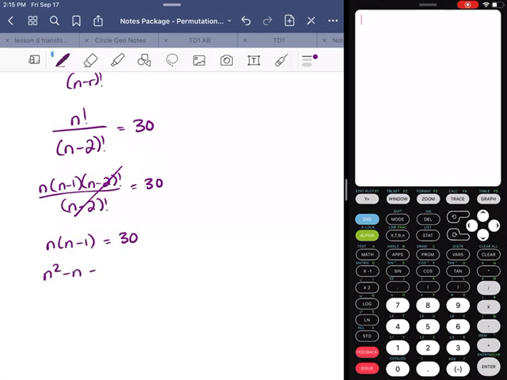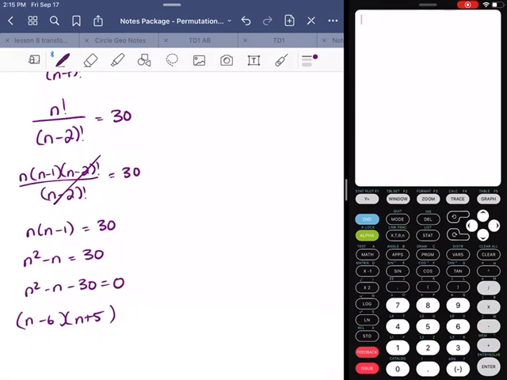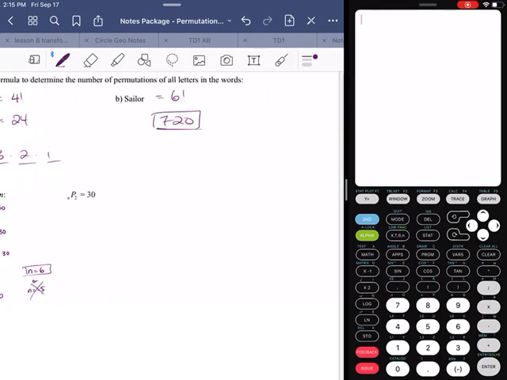And let's expand that. So n squared minus n is 30. And if you bring that all over to one side, you can factor that to (n − 6)(n + 5). So our solutions here could be n equals 6 or n equals −5. But what we learned the other day was you can't have a negative factorial on top, so our solution is only going to be n equals 6.